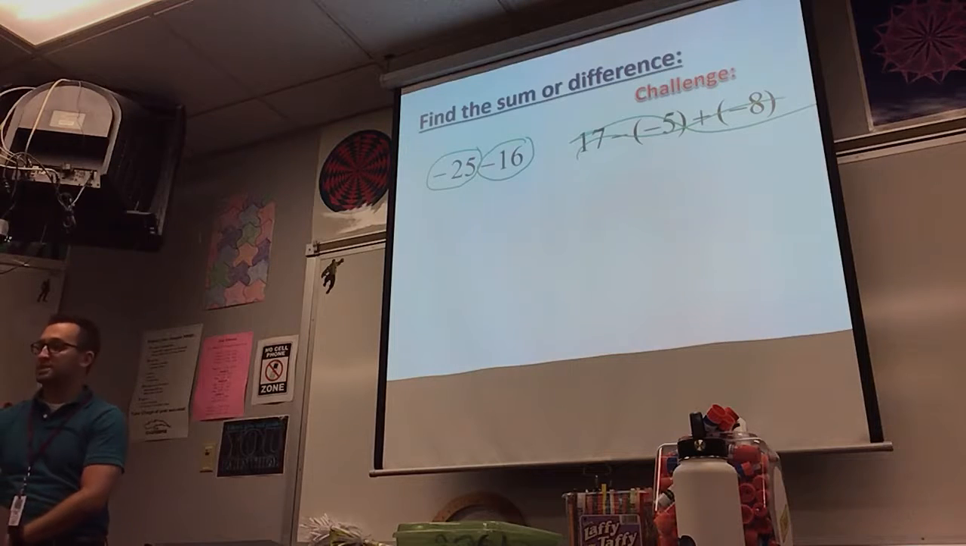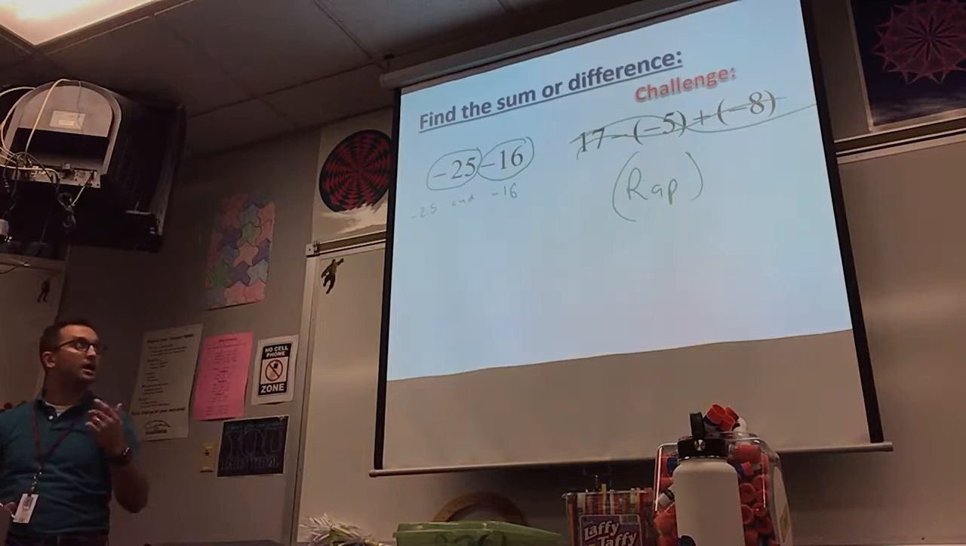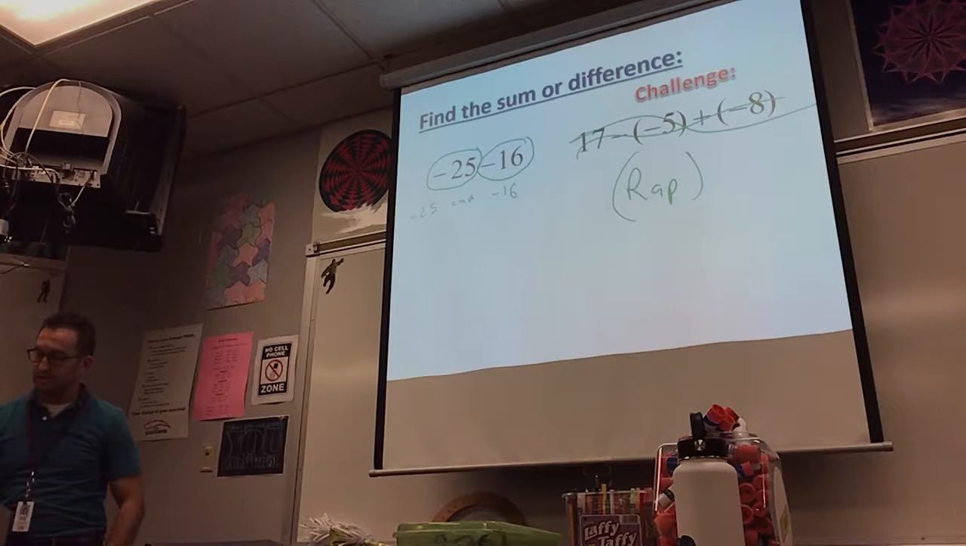I prefer the circle method, so I'm going to do the circle method. So notice, what does this say? This says negative 25 and negative 16. Now I do the wrap. Add. So we're going to add these together and get 41. And we know that the bigger one is negative.